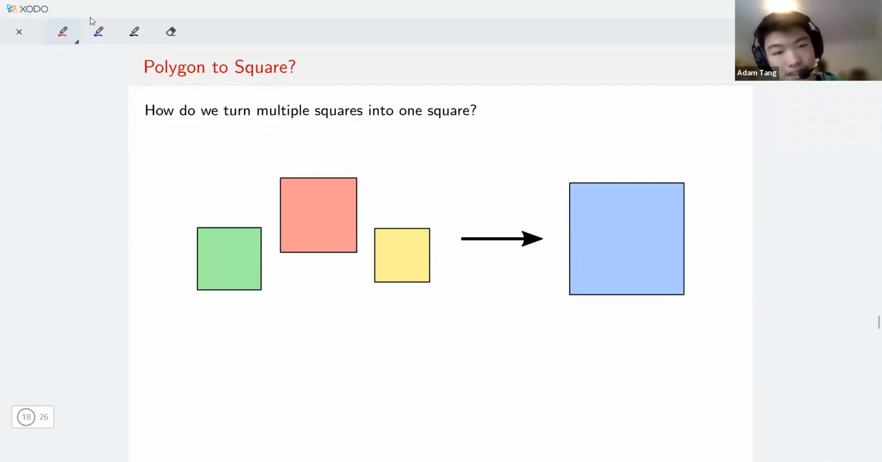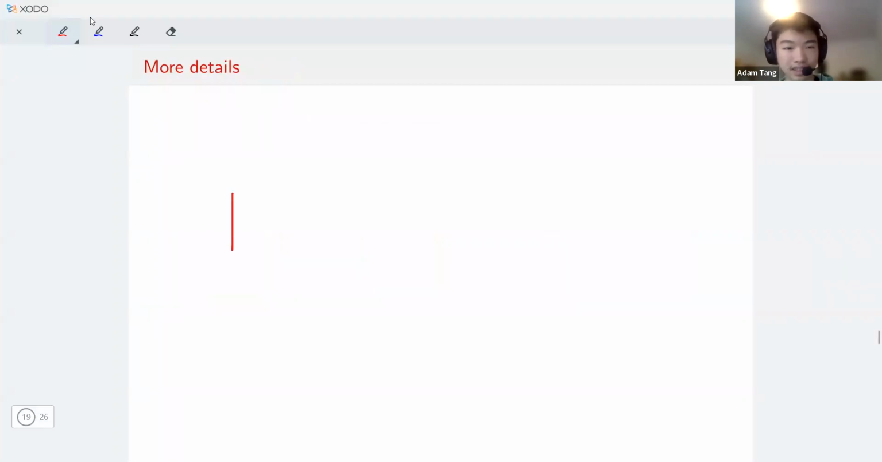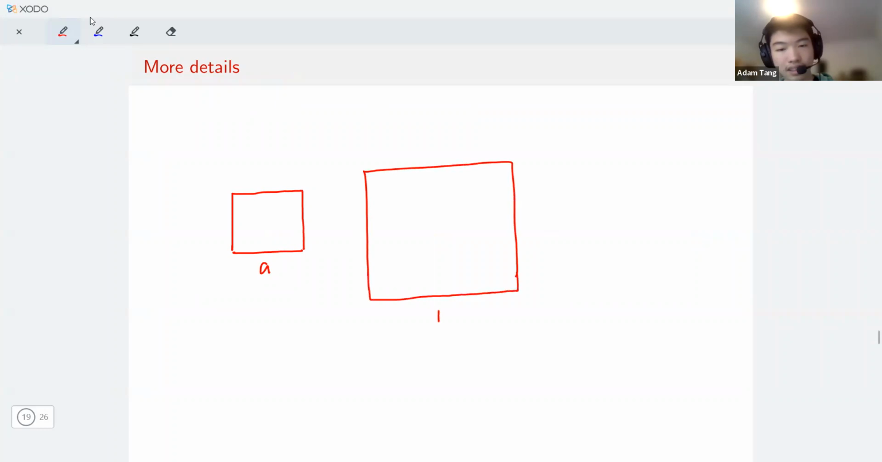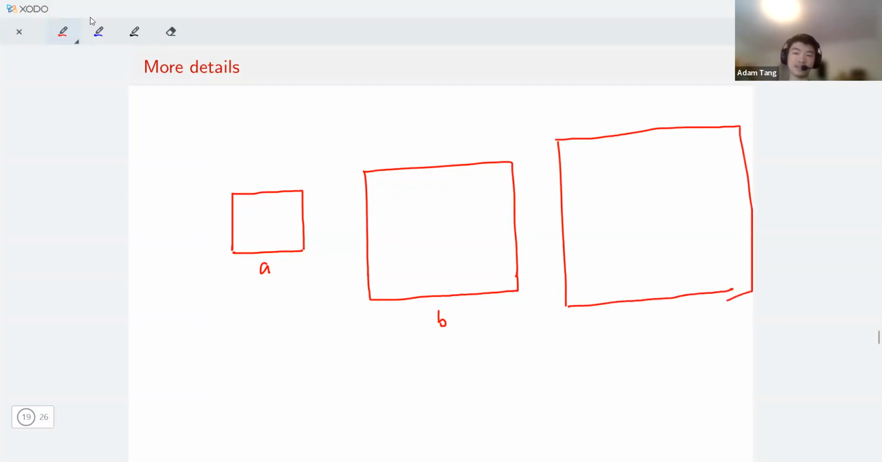Well, let's say the side lengths of the starting squares are A, B, and C. Let's just consider the two square example for now. So A and B. How do we turn these two into a big square? First of all, what is the area of this big square? Well, it's simply the sum of the squares.